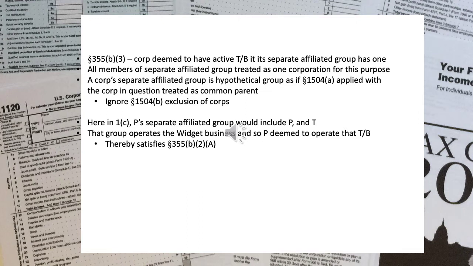the corporation for which you are trying to determine whether it has a trade or business, treating that corporation as the common parent. Here, P's separate affiliated group would include P and T, and that group operates the widget business, and so P is deemed to operate the widget business, and therefore it satisfies Section 355B2A.